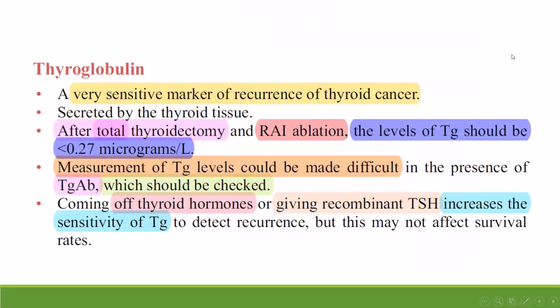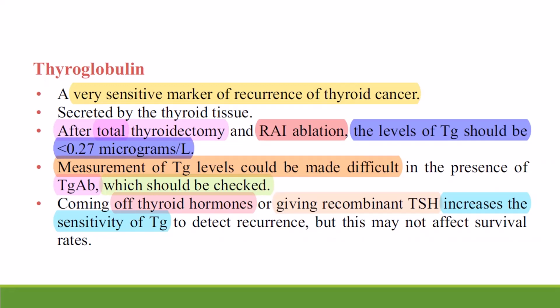Thyroglobulin is a very sensitive marker of recurrence of thyroid cancer. Please don't order thyroglobulin in any patient except if you suspect factitious thyrotoxicosis. In this situation, thyroglobulin is very important because it will be suppressed. Another situation where you order thyroglobulin is following a patient with differentiated thyroid cancer. After a total thyroidectomy and radioactive iodine ablation, thyroglobulin must be near zero. The level of TG should be less than 0.27 microgram per liter. Once the TG increases, this denotes a recurrence of thyroid cancer.